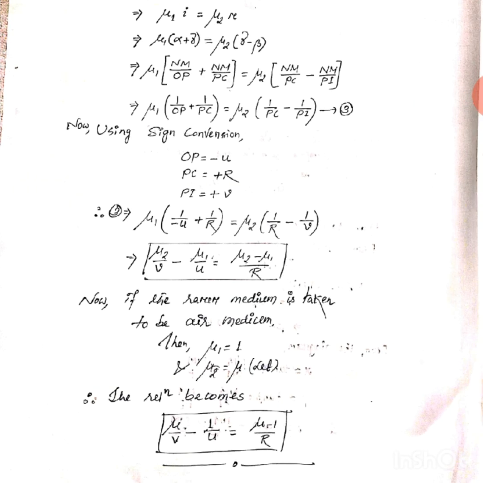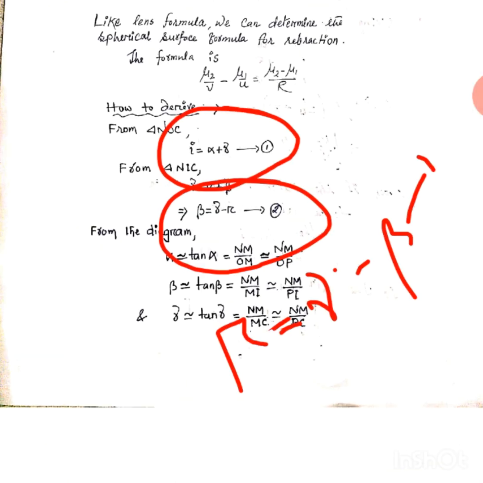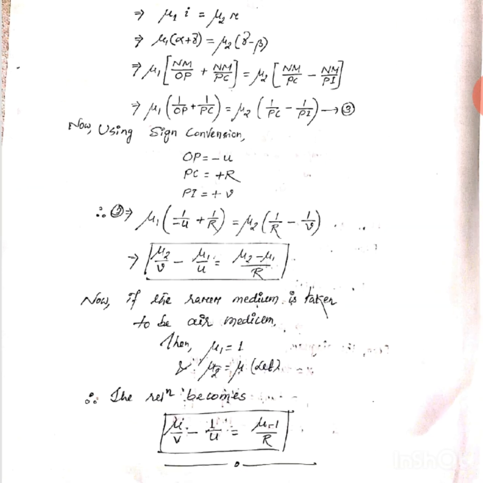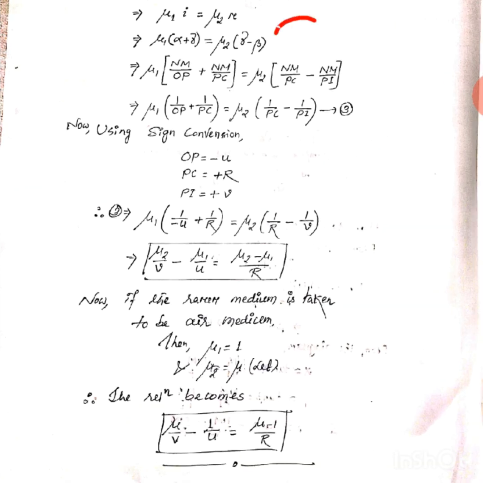In place of I we are writing alpha plus gamma, in place of R we are writing gamma minus beta. So we got the value of alpha as nm by op. You see, we got the value of alpha nm by op here. From here we have to put the values of alpha, beta, gamma in this equation.